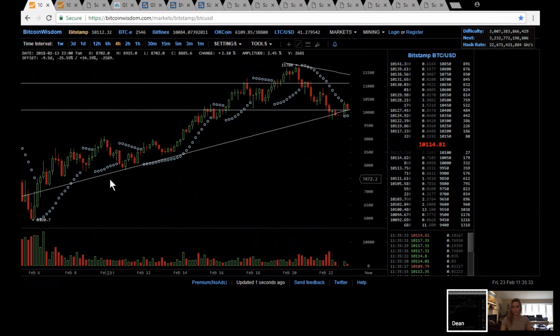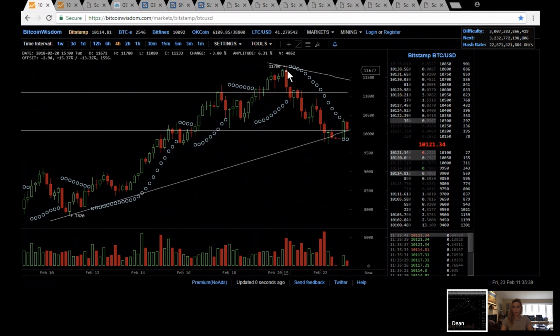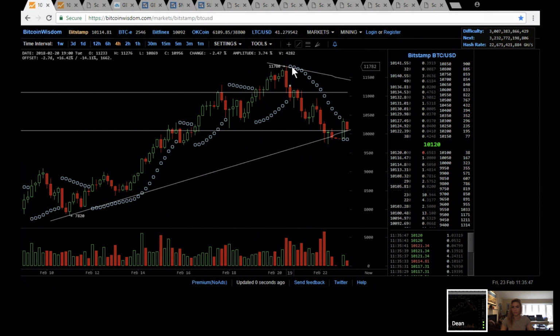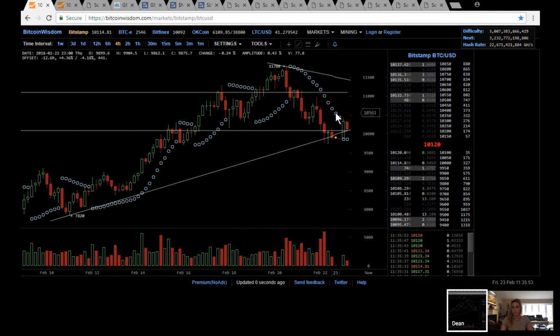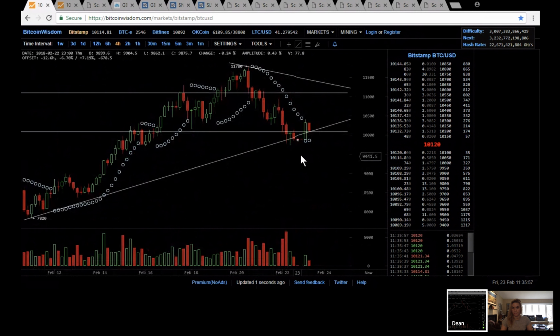just about 2 weeks ago, where we, about 5 days ago, where we touched that downtrend line. And from that point on, you'll notice all of these little circles, which are the stop and reverse points, have kept the price below them until yesterday.